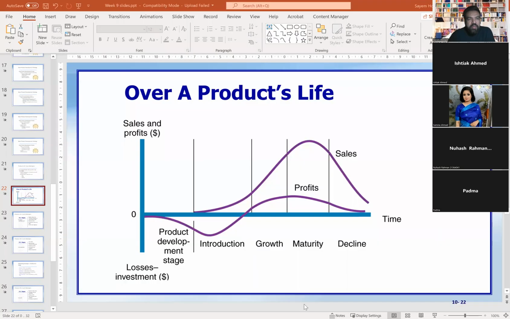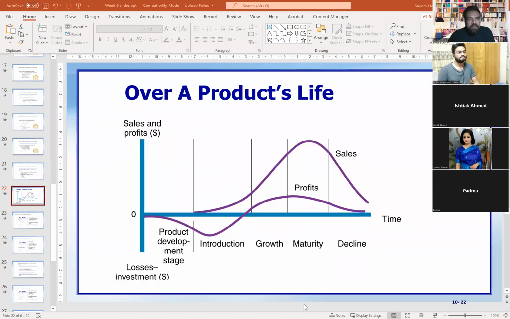So we're getting back from the break now. We'll be talking about the life cycle, the various stages in a product's life cycle. We'll explain the life cycle stages, and then we'll talk about the marketing strategies corresponding to each of the stages in a product's life cycle. As we can see, these are the stages: product development, then introduction, then growth, then maturity, and then decline.